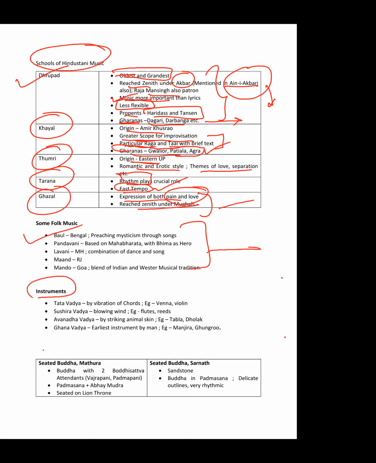Right. Instruments again. Tat vadya by vibration of chords like veena, not vena, veena. Violin. Shushir vadya by blowing the wind, flutes and reeds. Avanaddha vadya by striking animal skin, tabla and dholak. Ghana vadya, earliest instrument like manjira and ghungroo. You only have to play it, right?